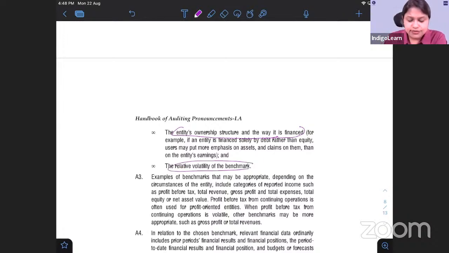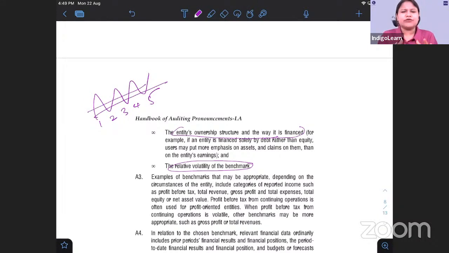Last, very important, relative volatility. What is relative volatility? That means, tell me, will you pick up a benchmark which is going to have a change every now and then? No. Choose a particular benchmark which is not going to be volatile, which is not going to change. Okay, that means if you take a company which is a startup, a profit figure cannot be taken, because initially, at least the first 5 years, there is going to be a shift. It is not something which you can consider to be like a benchmark. A benchmark is something which we are going to consider to have stability in it. So volatility should not be a characteristic of the benchmark that you are choosing.